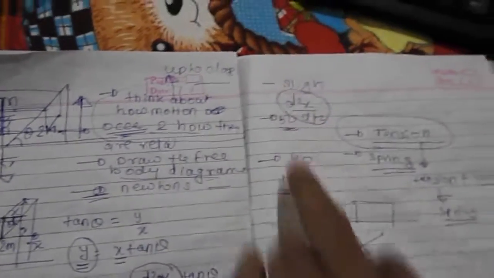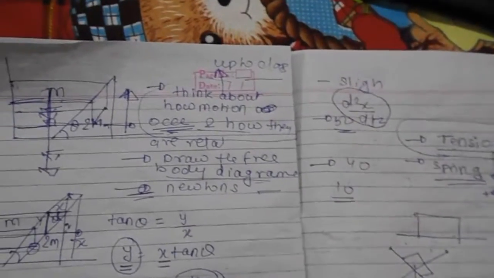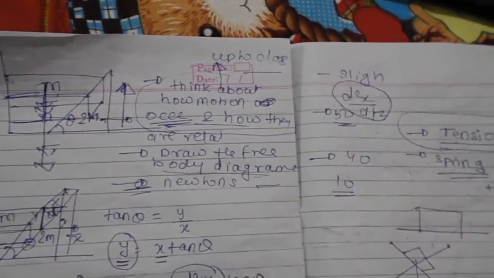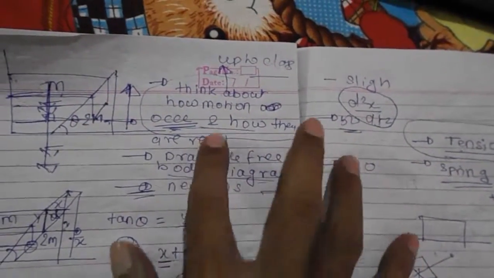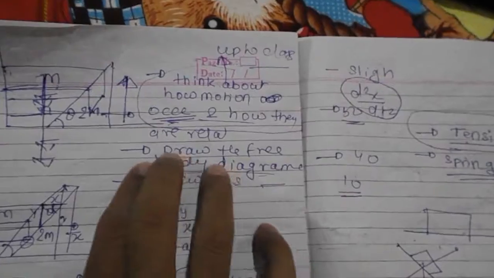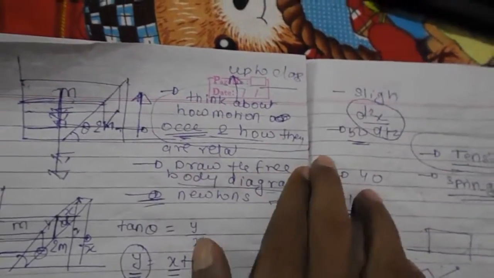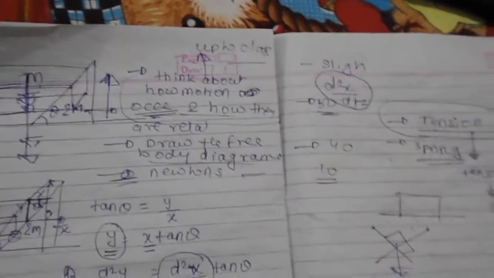What is the name of this? This is the acceleration, okay. Then understanding the free body diagram, okay. And the free body diagram we will learn with every question. How to draw a free body diagram we will learn with every question, okay.